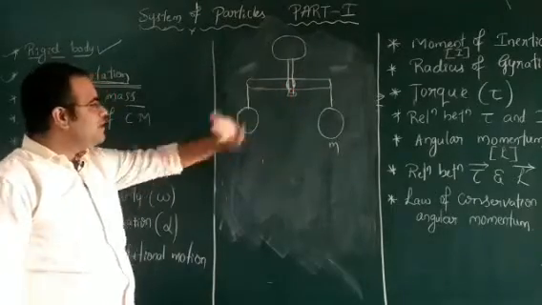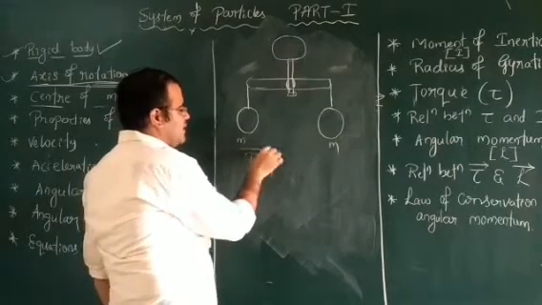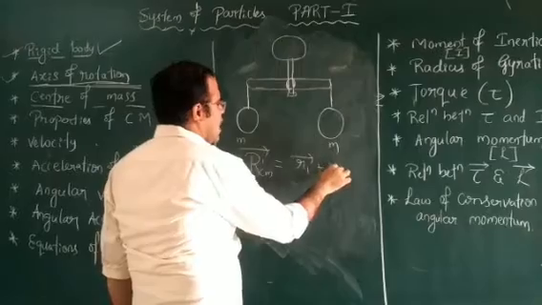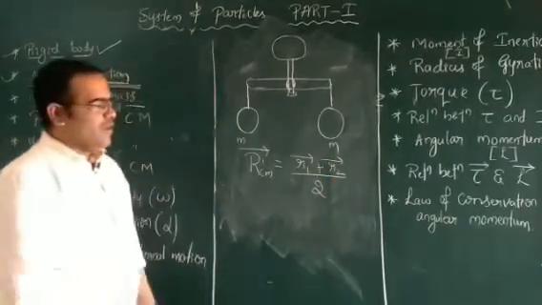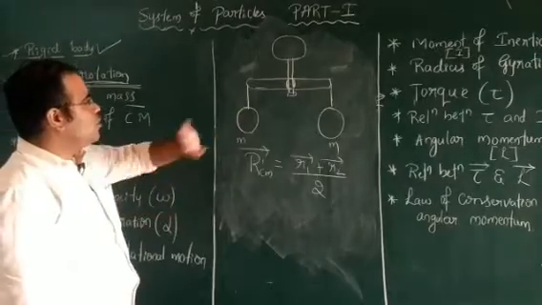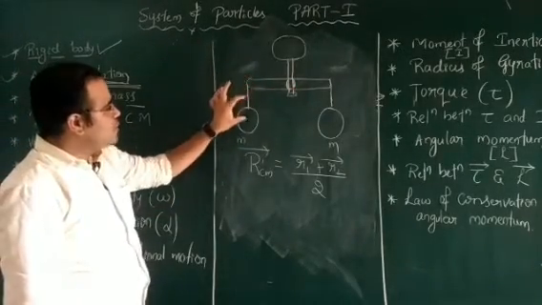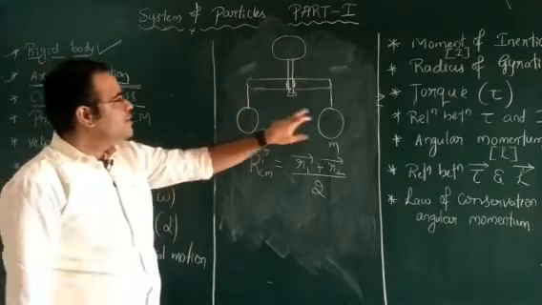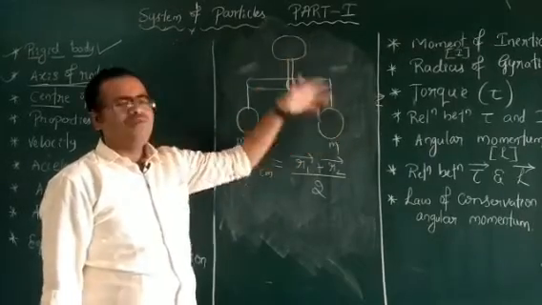This is vector R_CM. Vector R_CM equals vector R1 plus vector R2, divided by 2. If I apply the coordinate system, object 1 is at a distance of vector R1, and the second object is at a distance of vector R2 from the origin.